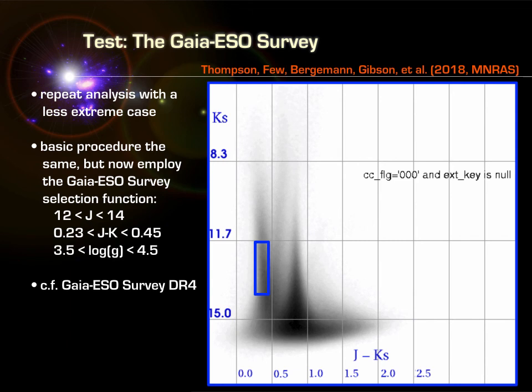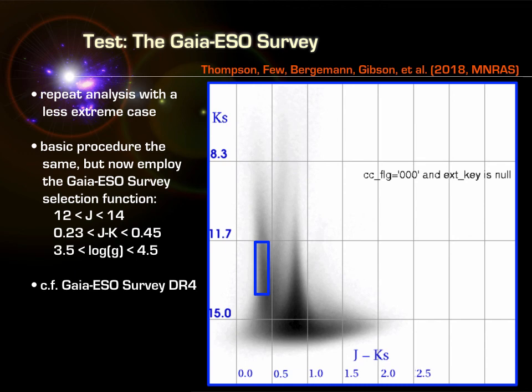And so we went through the same process, selected, went inside of our simulation, pulled out the composite star particles, we blew them up into individual real stars using synthetic color magnitude diagrams, and selected stars that fit within that selection function that we used in the Gaia ESO survey.